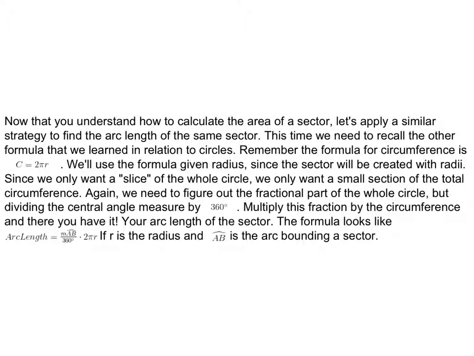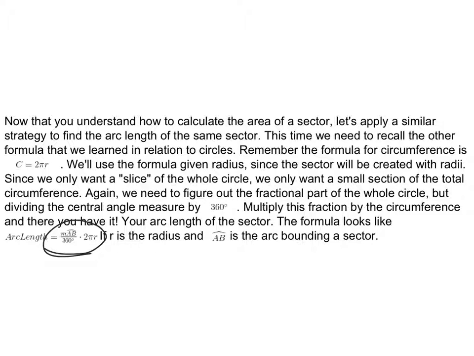Since we only want a slice of the whole circle, we only want a small section of the total circumference. Again, we need to figure out the fractional part of the whole circle by dividing the central angle measure by 360. Multiply this fraction by the circumference, and there you have it, your arc length of the sector. The formula looks like this: the measure of the central angle divided by 360 times 2 pi r. So again, have that formula written down somewhere, you're going to need it.